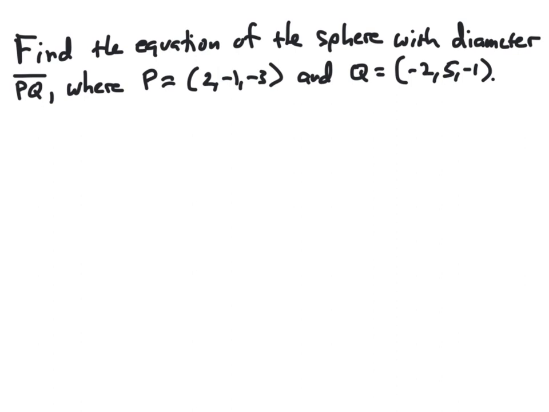Now we want to find the equation of the sphere with a diameter PQ, where P is the point located at (2, -1, -3), and Q is the point located at (-2, 5, -1). You can pause the video and try this example yourself, then resume the video to see the solution in a few seconds.